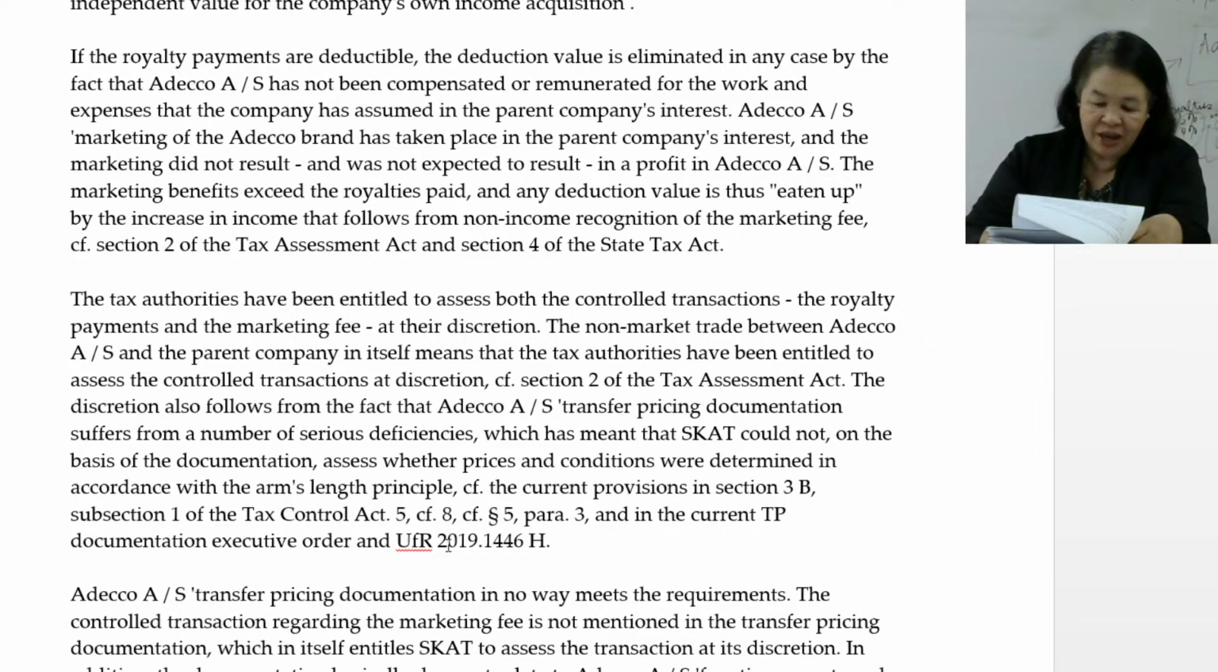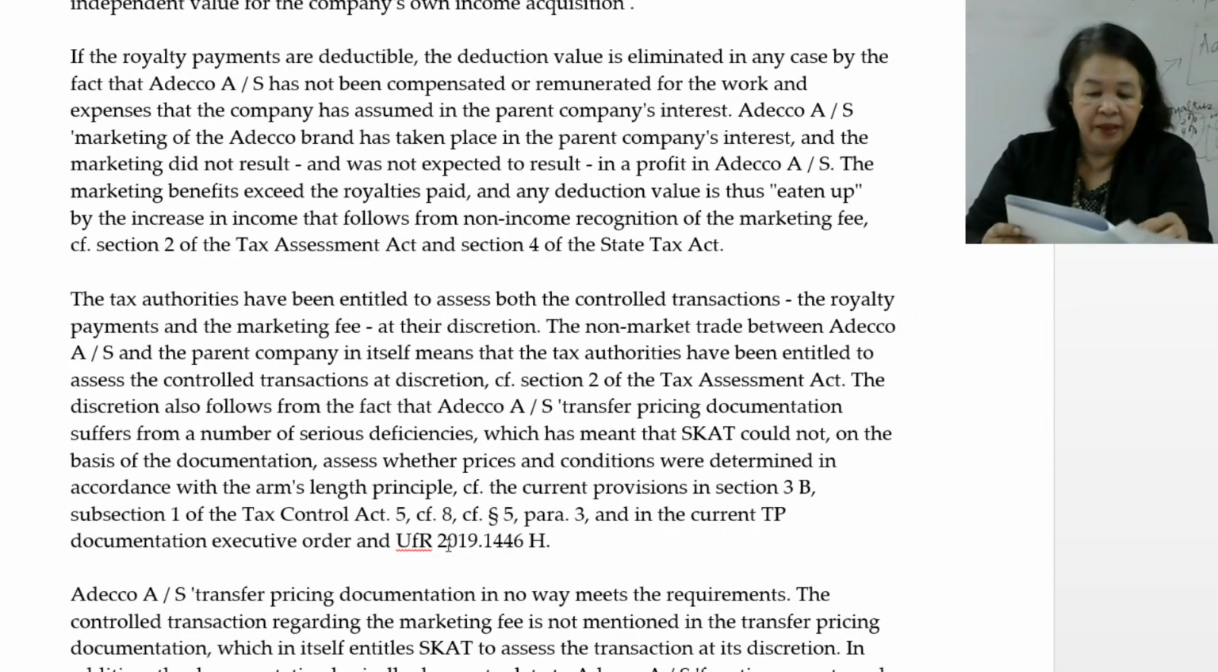So ano sabi niya? Yung transfer pricing documentation daw ng Adecco AS, ang daming deficiencies, no? Which has meant that SKAT could not, on the basis of the documentation, assess whether prices and conditions were determined in accordance with the arm's length principle. No? The current provisions in Section 3B. Okay.